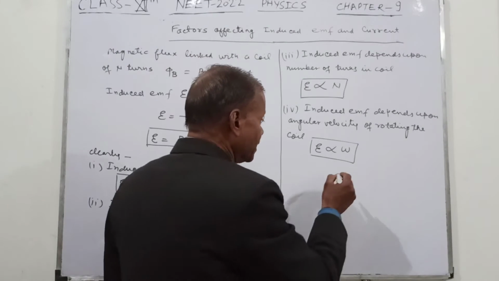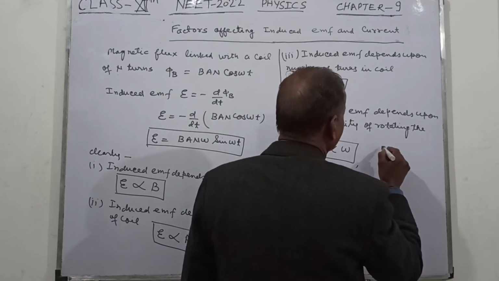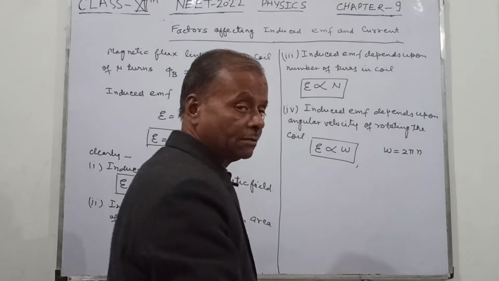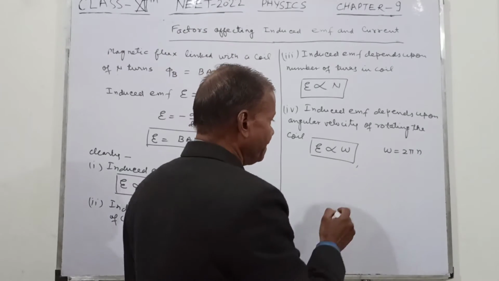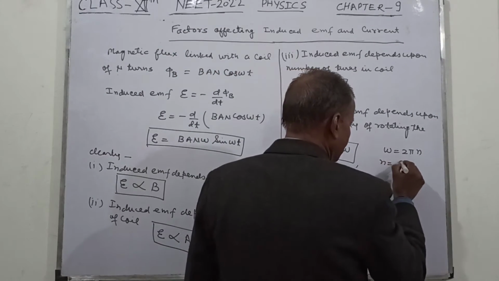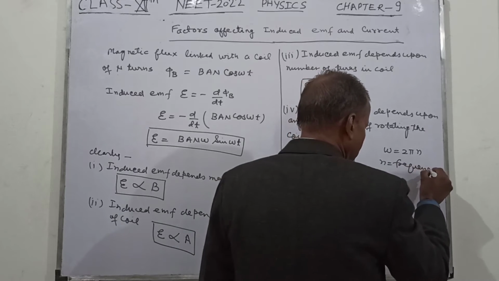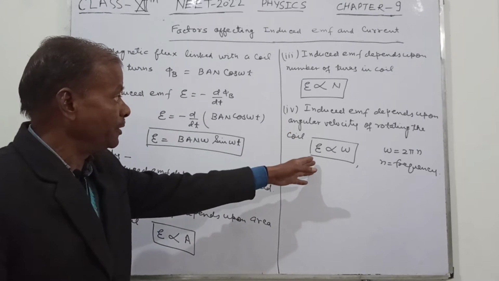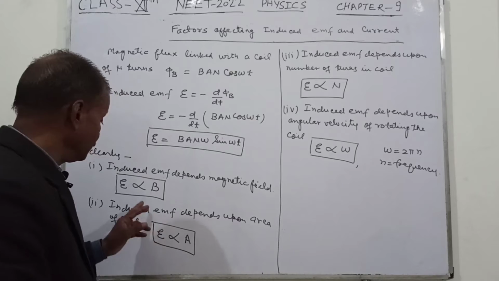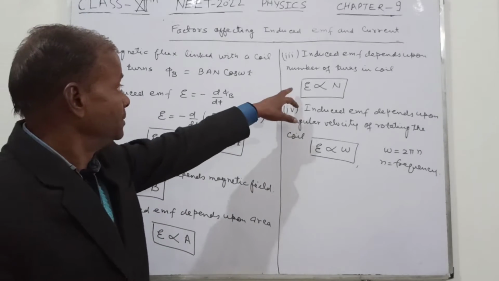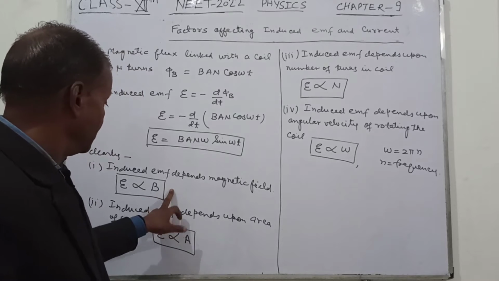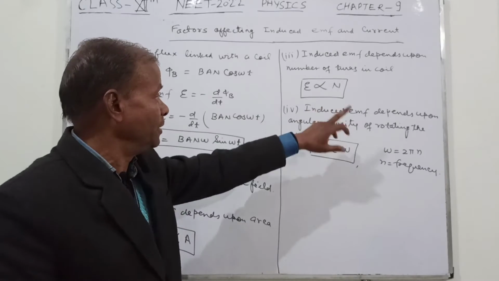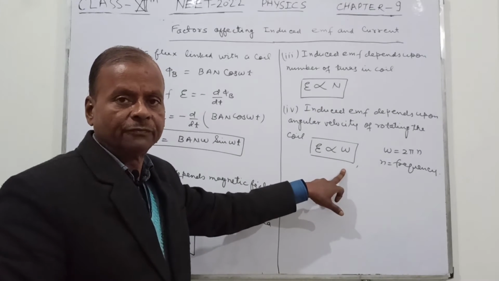And we know that this omega is equal to 2 pi n, where n is the frequency. So the larger the value of omega, the more will be the induced EMF. It means that we have four factors upon which this induced EMF depends: the magnetic field strength, area of the coil, number of turns of the coil, and the angular frequency.